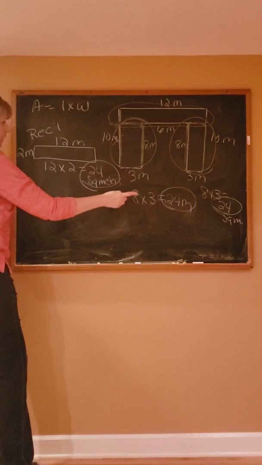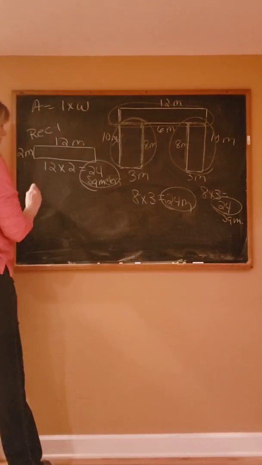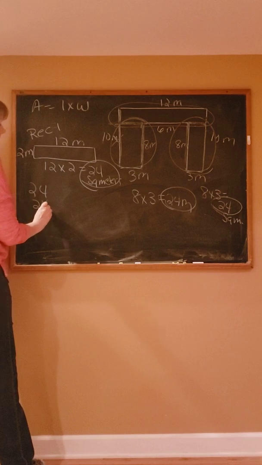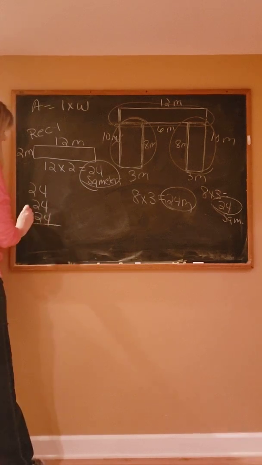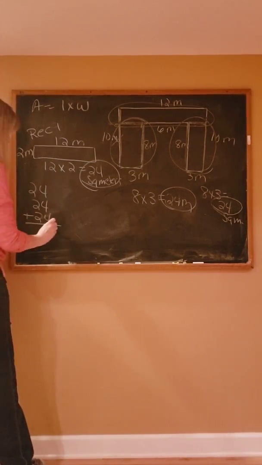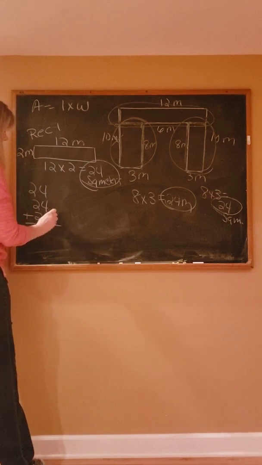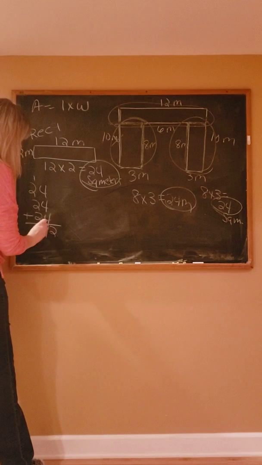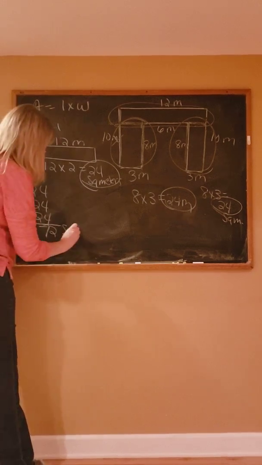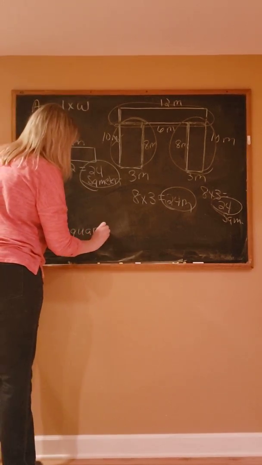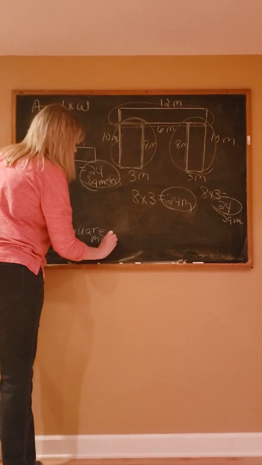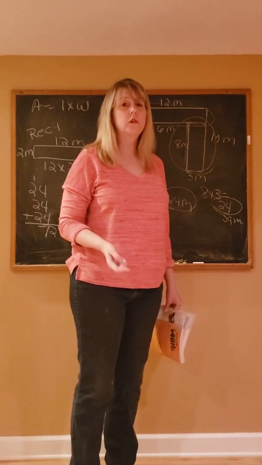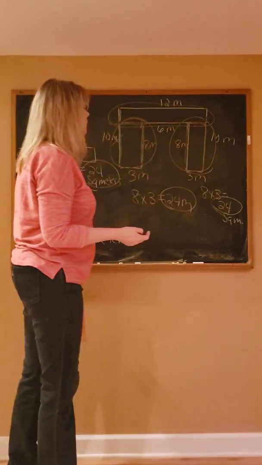So what am I going to do? All these answers that I circled, 24 plus 24 plus 24, I'm going to add up all my numbers here, and I get 72 square meters. It's okay to draw lines and divide up your shape. That's how you're going to have to do it.